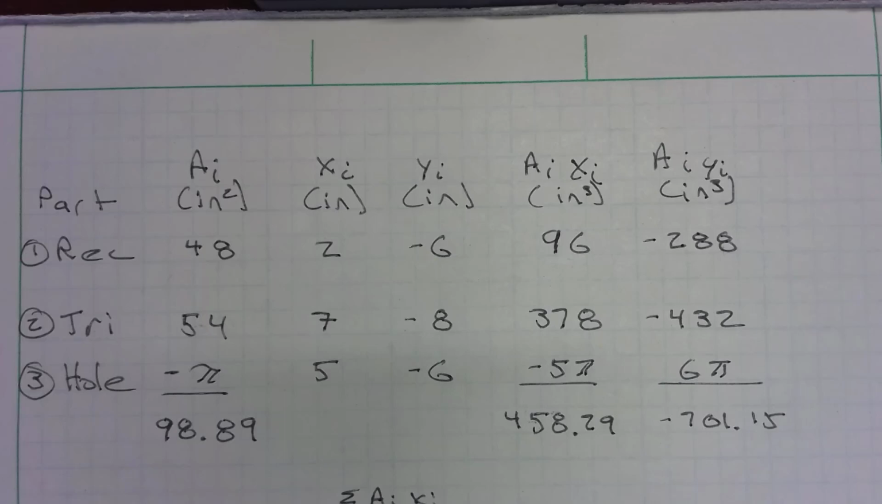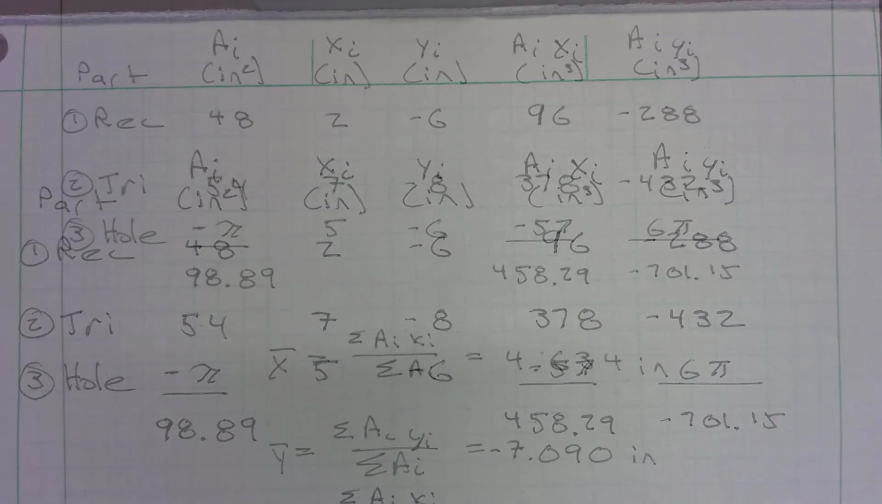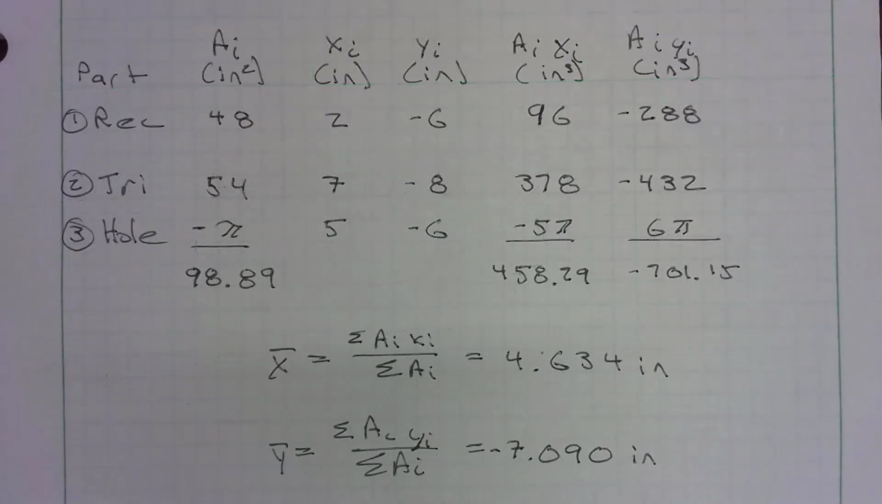Summing my area column, I get 98.89, and my Ax column I get 458.29, and for my Ay column I get negative 701.15. Solving for x bar, that's the summation of my Ax divided by summation of my area, and I got 4.634 inches. And for y bar, same thing, but it's going to be the summation of Ay, and that results in negative 7.090.